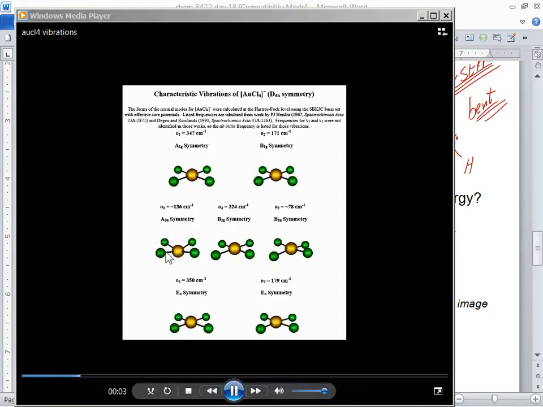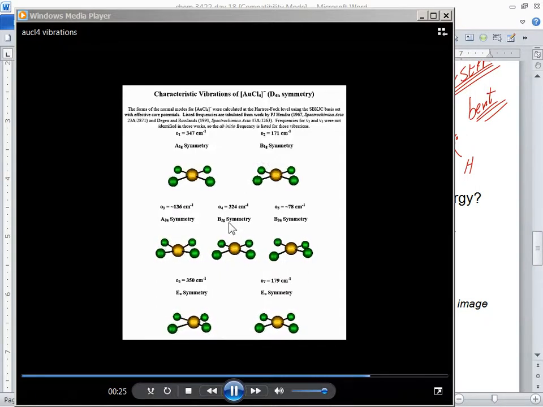This one's definitely IR active, right? I think he's right. I think this is IR inactive, right? Because this is moving in the same direction as that guy all the time, equidistant. Yeah, I'd say that's IR inactive. I agree with you.